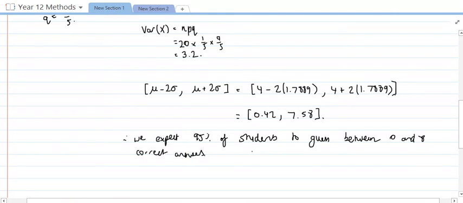And that is 95% because we are dealing with 2 standard deviations either side of the mean.